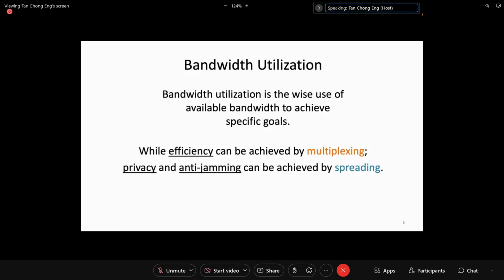And also at the same time, when you openly broadcast your wireless transmission in an open space, your enemy, for example, someone who wants to sabotage your wireless network, can always introduce a jamming signal. They can always jam your wireless transmission by introducing another jamming signal.